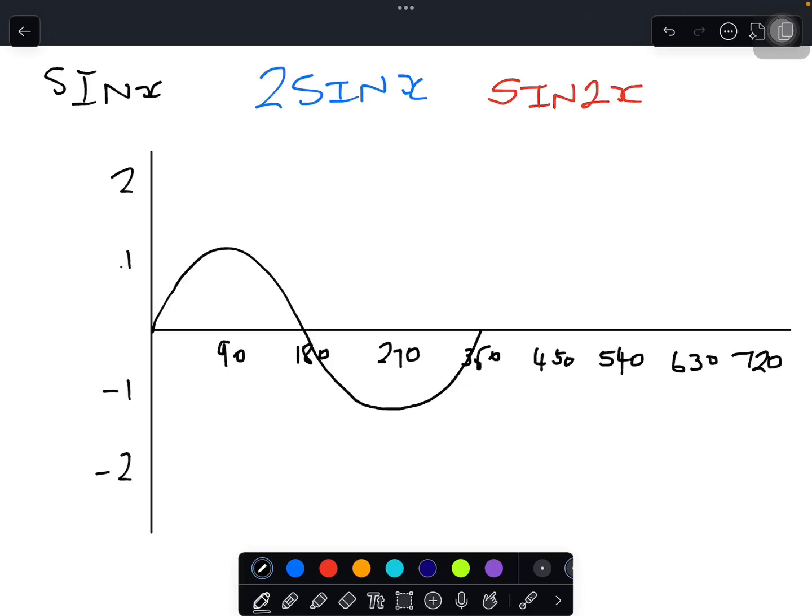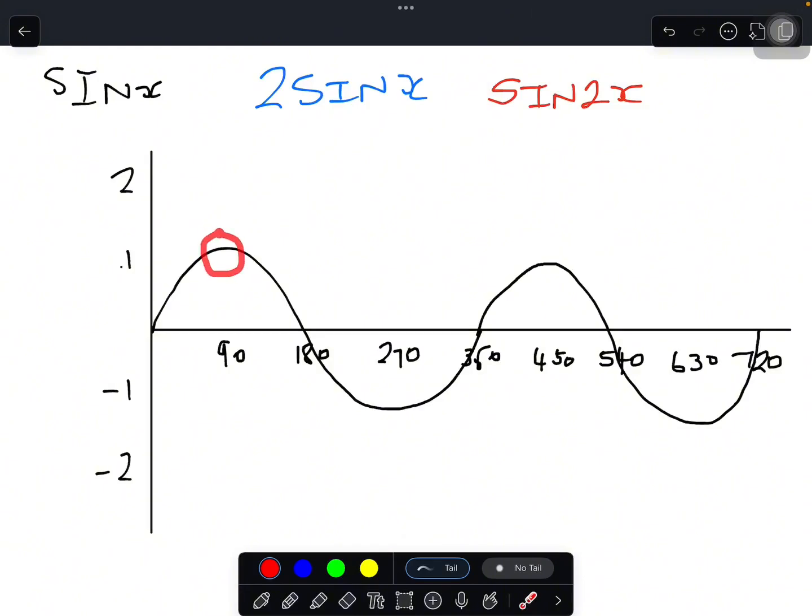360 goes here. Now we're done with one period, because now we're going to repeat the graph again, going into the second period. Okay, great. The key points to note are that it reaches its highest point at 90 and 1. The lowest point is 270, -1. Then we have 450 and 1, 630 and -1, and we have 360 and 180 as our x-intercepts.